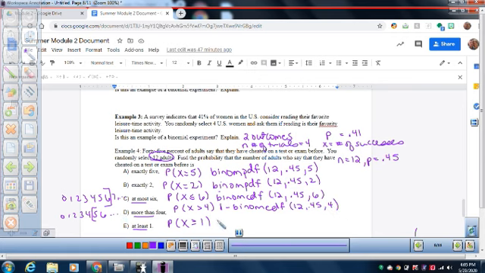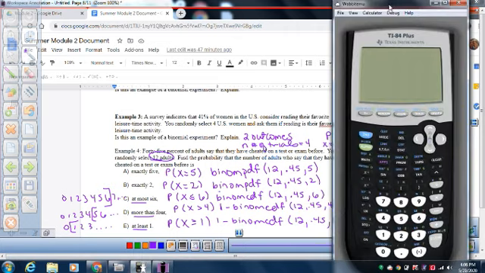At least 1, that's greater than or equal to. So I would do 1 minus binom CDF, 12, 0.45, 0, 1, 2, 3, dot, dot, dot. At least 1 means I want to get rid of everything below 1, so I'm going to stop at 0.